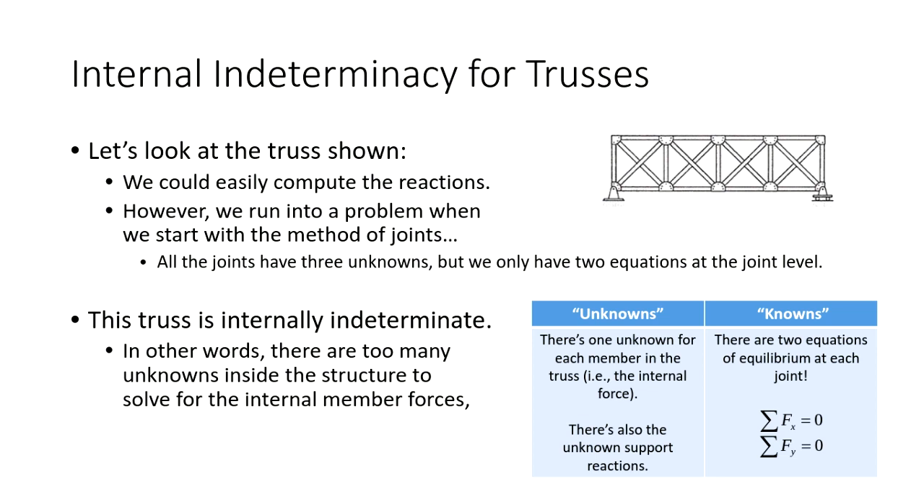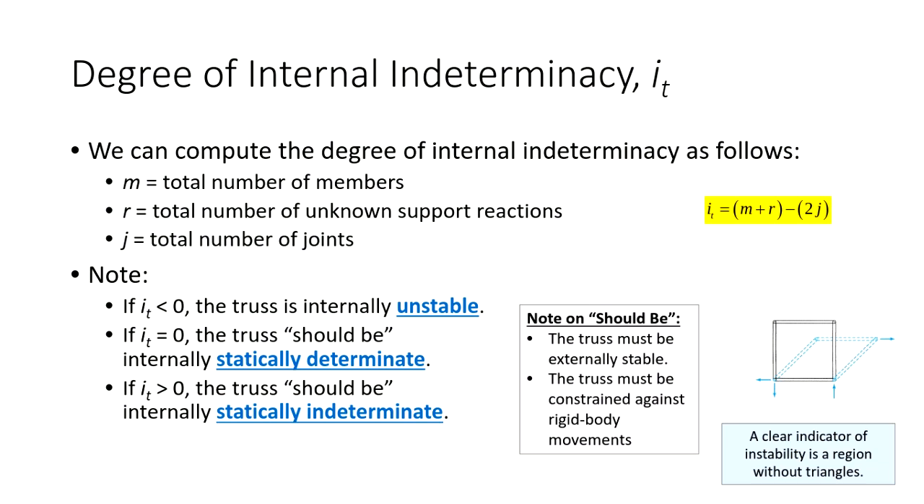The way that we compute that is we use the following equation. We now have a new term, a degree of internal indeterminacy, and we call this I sub t. And we call it I sub t because it's the internal indeterminacy for trusses. So later on, we have, for instance, an I sub f, an internal indeterminacy for frames, or an internal indeterminacy for beams, you know, and what have you. But we'll get to that later.